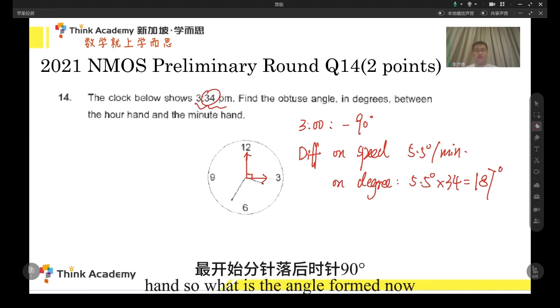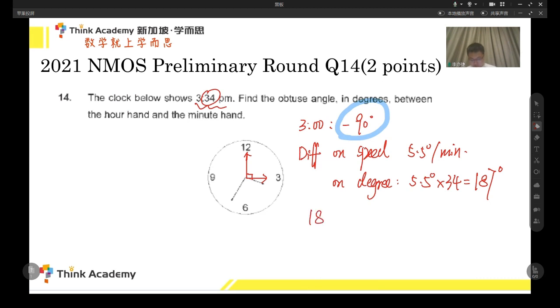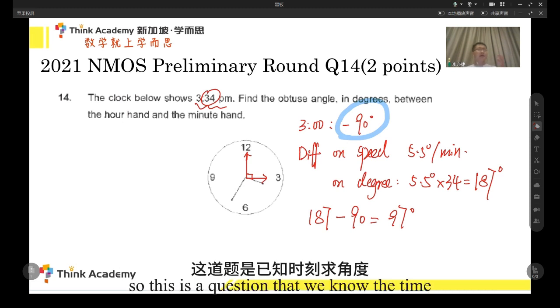So what is the angle formed now? Initially, the minute hand is 90 degrees behind. So now, it travels 187 more. We can use the 187 degrees minus the 90 degrees behind, which will be 97 degrees in front, right? So we get the angle is 97 degrees. So this is a question where we know the time and we calculate the angles.